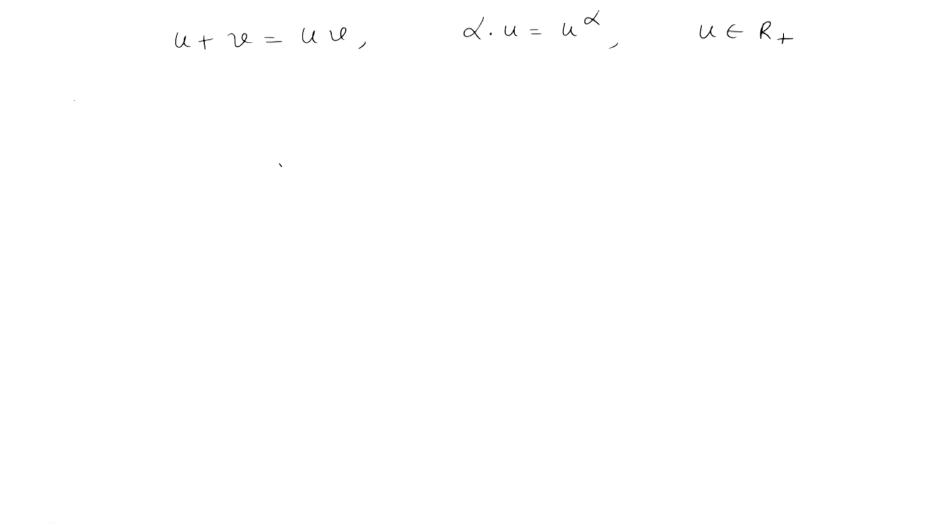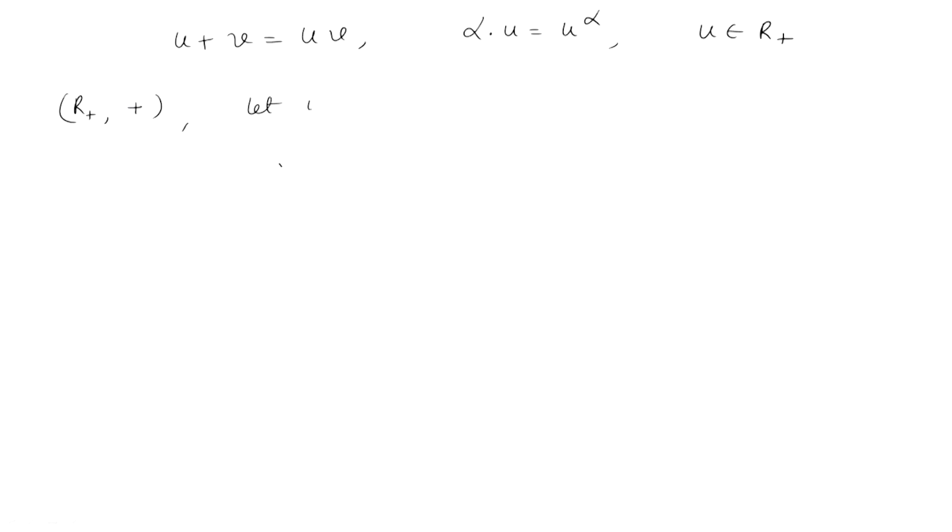So, first we see with respect to addition. With respect to addition, it must constitute an abelian group. So, first is closure. Let u, v belong to R plus, then u plus v, which is defined as uv, is also a product of two positive real numbers, so it is also a positive real number. So, it also belongs to R plus. So, closure property is satisfied.